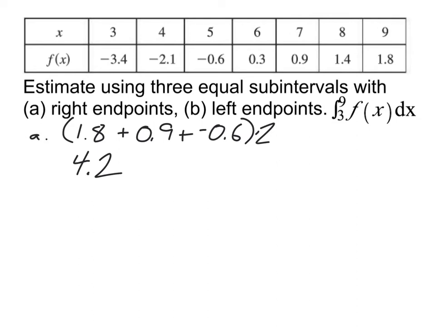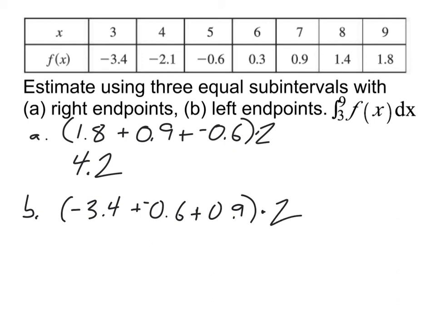All right, and then we head on to part B, where we're going to be doing it with left-hand endpoints. For the left-hand endpoints, I'm going to start listing my numbers from the left side. So that means I'm going to start with my negative 3.4, plus, then I go to 5, so that's going to be the negative 0.6, plus, and then we go to 7, so that's going to be the 0.9. Again, I'm going to have to multiply that by the width of each of those rectangles, so I'm going to multiply it by 2. And so we can now go ahead and do that addition and multiply by 2. That gives us a negative 6.2 as our integral value.